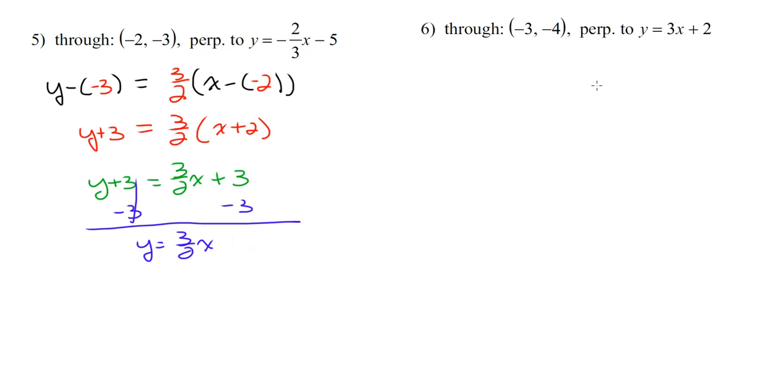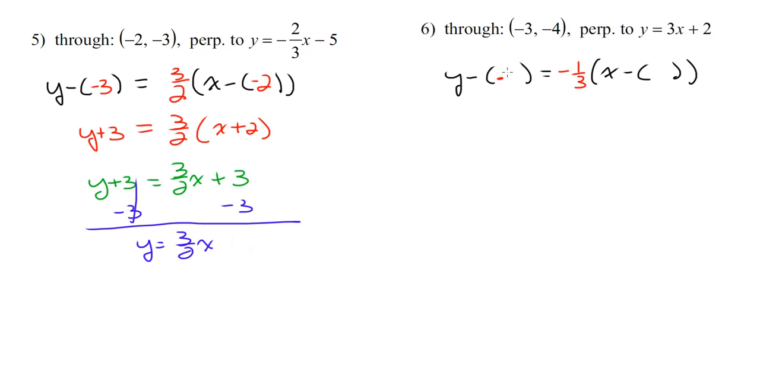Now we need to write the equation of a line perpendicular to the line y equals 3x plus 2 that passes through the point negative 3 comma negative 4. So we're going to go ahead and write our point slope form. Y minus y1 equals our slope times x minus x1. The slope of this line is a positive 3. So the opposite reciprocal of positive 3 is going to be negative 1/3. You take the reciprocal and you change the sign.